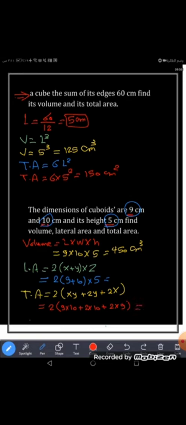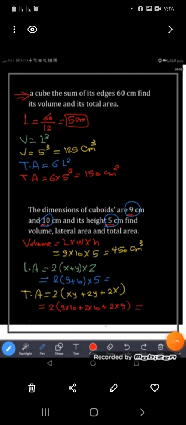The dimensions of the cuboid are 9 centimeter, 10 centimeter, and 5 centimeter. Dimensions, it means length and width and height. Find volume, lateral area, and total area. As we know, volume equal length by width by height. Then volume for cuboid equal 9 by 10 by 5 equal 450 centimeter cube.